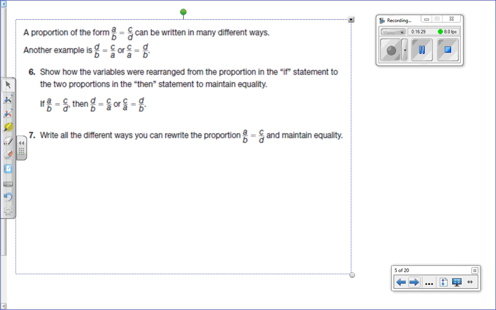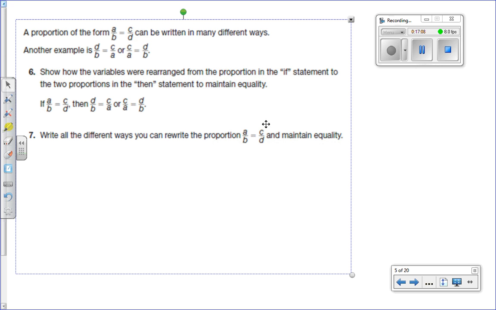A proportion in the form A over B equals C over D can be written in many different ways. This essentially is saying the same things that we talked about when we rearranged all those numbers and had to figure out which numbers went together based on numerators and denominators, or numerator-denominator combinations. These are just variables that represent those different things. Show how the variables were rearranged from the proportion in the if statement, the two proportions in the then statements, to maintain equality.